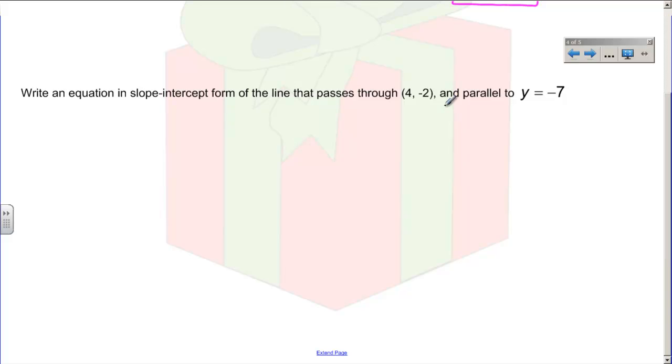We want an equation of a line that goes through this point, 4, -2, but this time it's parallel to y equals -7. Well, again, y equals -7 is a horizontal line. If I want a line to be parallel to that, it also has to be horizontal. In order for it to be horizontal, its equation also has to be y equals. So I get to go over here to my point. Looky here, y equals -2. This line is parallel to this line. They have the same slope because they are both horizontal lines. Okay? So those are gimme questions.